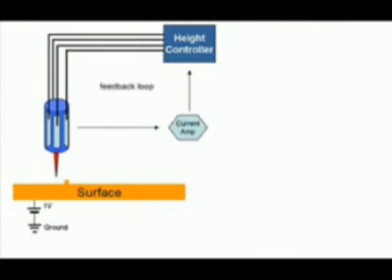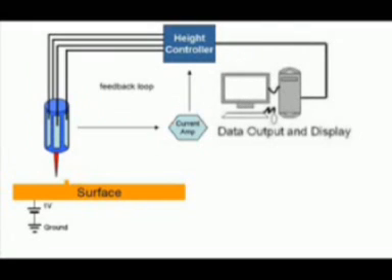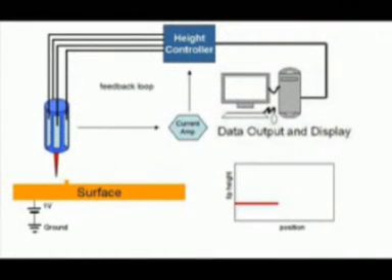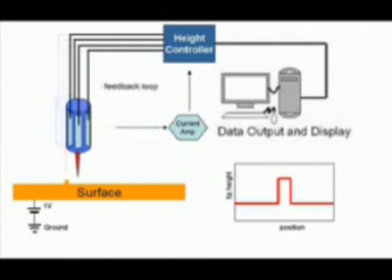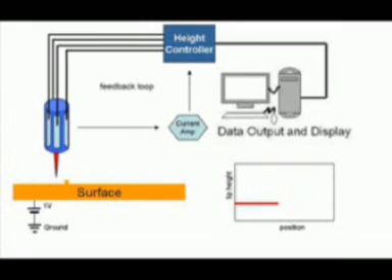A circuit called the feedback loop keeps the tunneling current constant by adjusting the distance between the tip and the surface, and an image of the surface is generated by plotting the height of the tip as it scans over the surface. Because the STM image originates from an electrical current, the image contains information about both the topography and the electrical conductance of the sample surface.